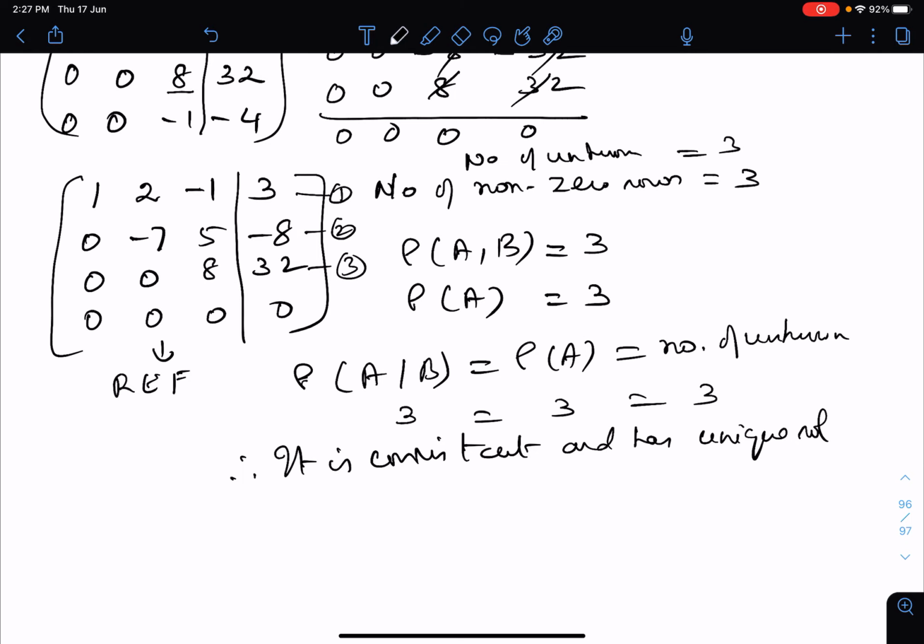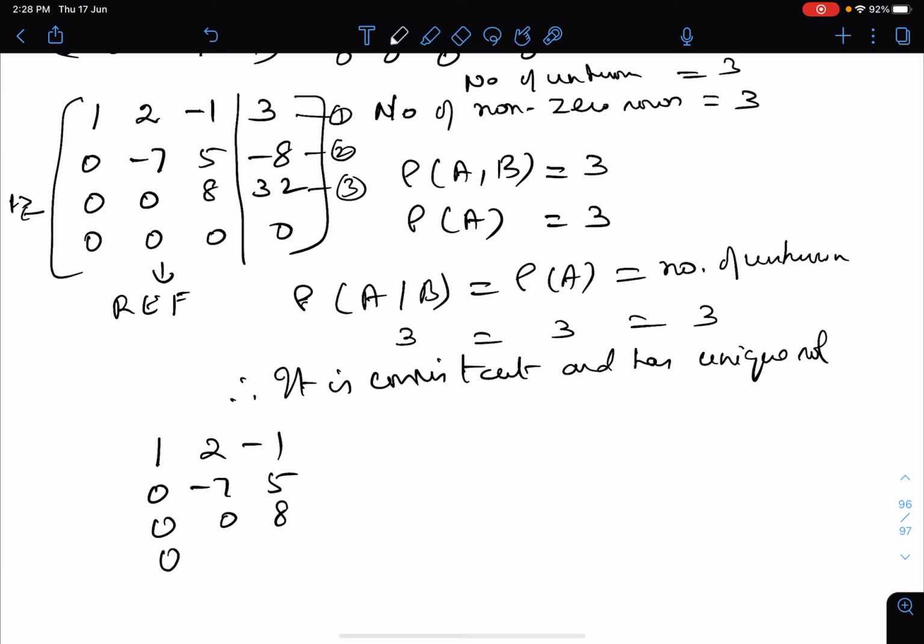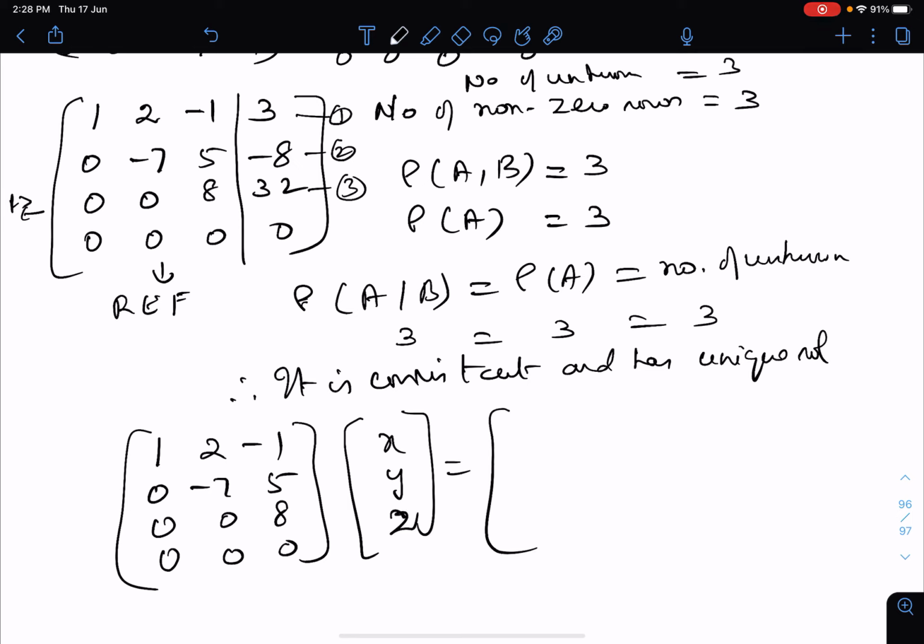So using our back substitution method, we are going to find out the solution. They have asked us to solve it, isn't it? So first you are going to consider row 3. What is our row 3? First write down your equations. You write down the matrix, separate it and write it again. So it is going to be AX: 1, 2, minus 1, 0, minus 7, 5, 0, 0, 8. This is going to be our A, and our unknowns X, Y and Z, and our constants after reducing, 3, minus 8, 32 and 0.